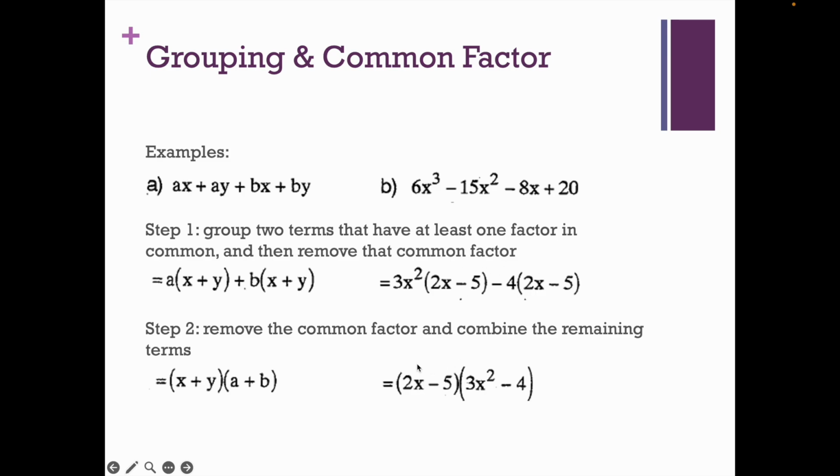Again, it doesn't matter the order in which you put these brackets in. I could have put my 3x squared minus 4 first and my 2x minus 5 second, but you are still left with, again, when you factor by grouping, you are left with 2 brackets side by side. And of course, if you wanted to check your work, you would just have to multiply these out and you should get what you started with.